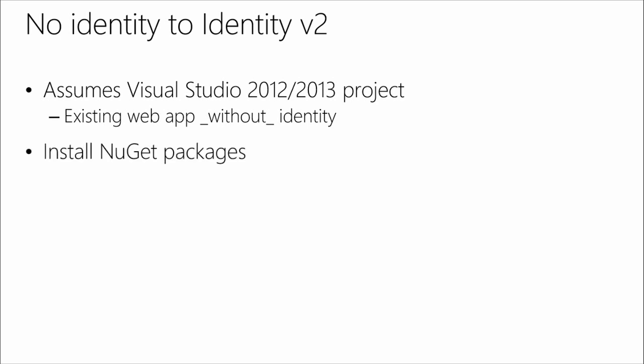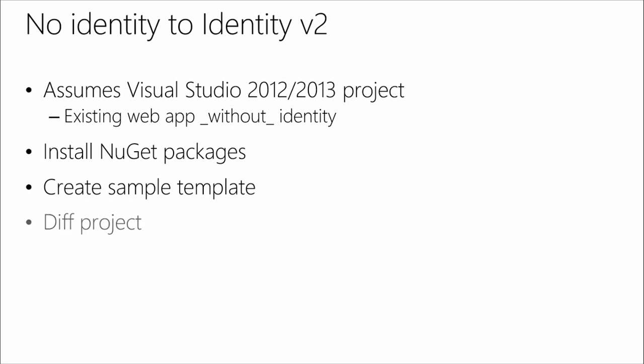What you need to do is install the NuGet packages. Remember I mentioned that as of ASP.NET Identity v1, the NuGet packages were released at the time of Visual Studio 2013. So you just install the NuGet packages, and create a sample template, and you diff your project. Sounds really basic. It is actually pretty basic.